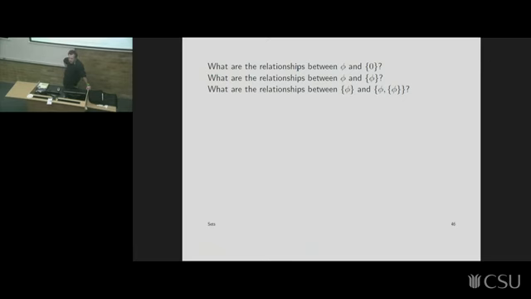Is one contained in the other? Yeah. So the first set is a subset of the second one. And also, as it happens, the first set is an element of the second one.